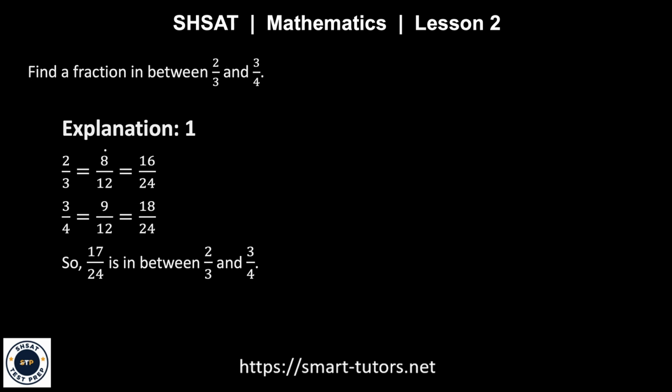The next thing we'll learn is how to find a fraction between 2/3 and 3/4. You can write equivalent fractions for both of them and then find a number between. You can see here the equivalent fraction of 2/3 is 16/24, and of 3/4 is 18/24. So you can see 16 and 18, right? You could write 17/24. That is easy.